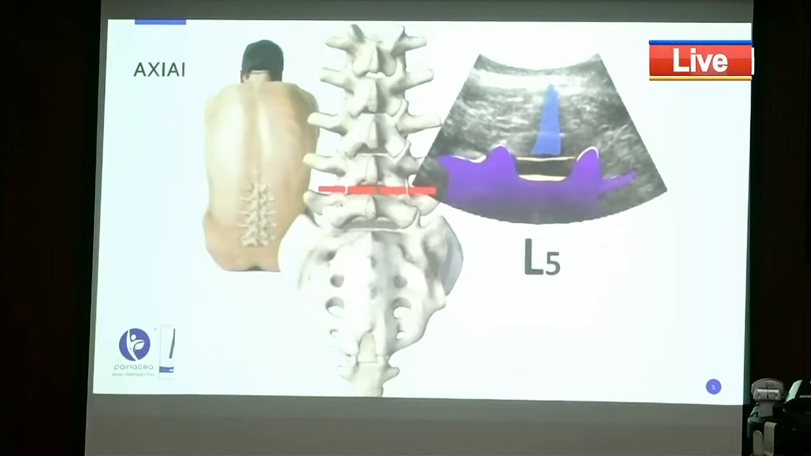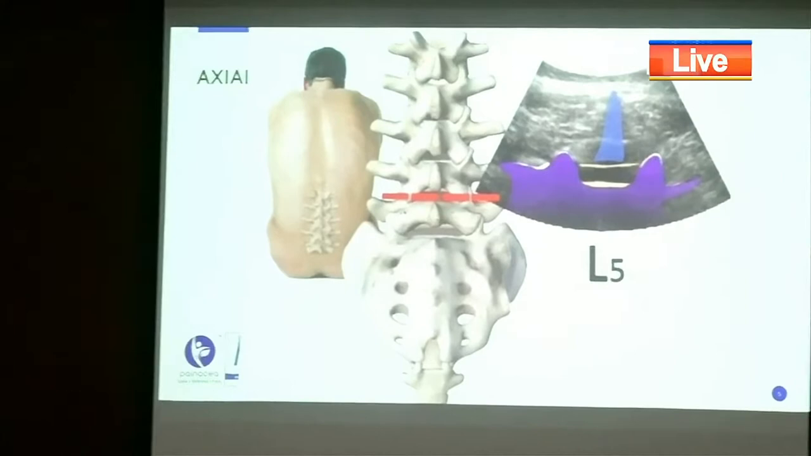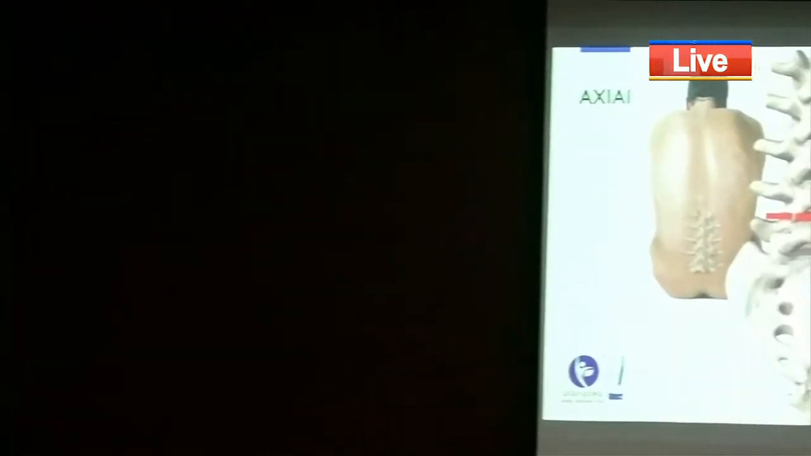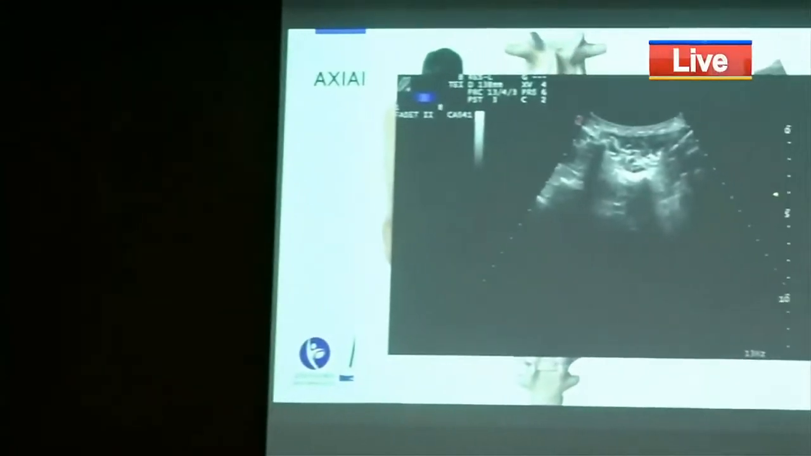Or if you are going obliquely, it will be slightly seen. So try to keep your probe perpendicular at all times and do it oblique only when you are going to do fine tuning. Otherwise you will lose the flow. If you lose the flow, then you start from the beginning again. So what was the beginning? That sacral S1 which I showed you in the beginning. Now we go further up.